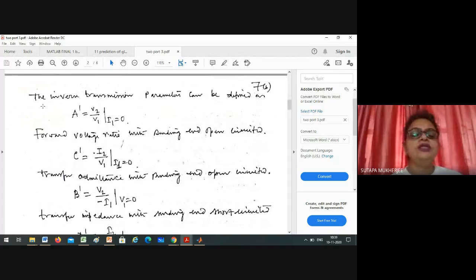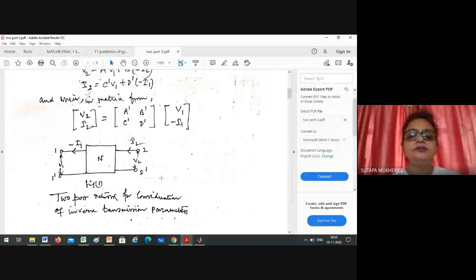So again, I am telling you the inverse transmission parameters can be defined like this. Now look at the names of the parameters. A dash equals V2 by V1, already I have told, I1 equals 0. Forward voltage ratio. This is the ratio of two voltages. Hence, it is called forward voltage ratio with sending end open circuited. I1 equals 0 means this is open circuited, right? Whatever voltage 0 means that port will be short circuited. The current 0 means open, voltage 0 means short.